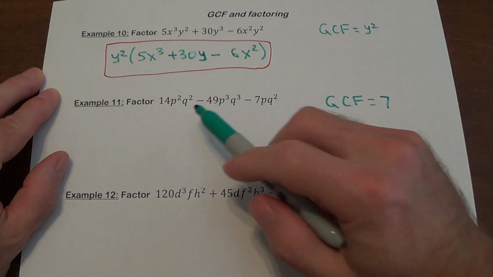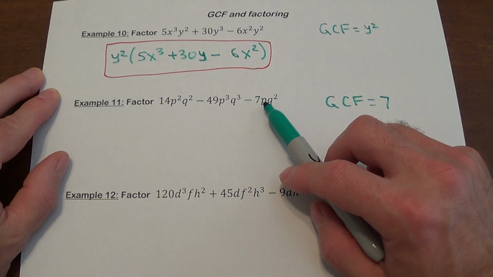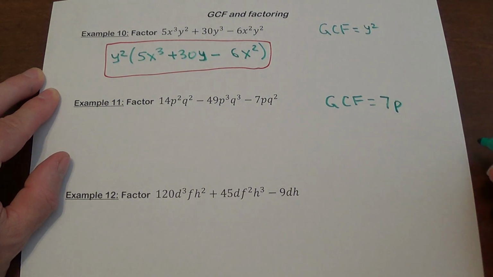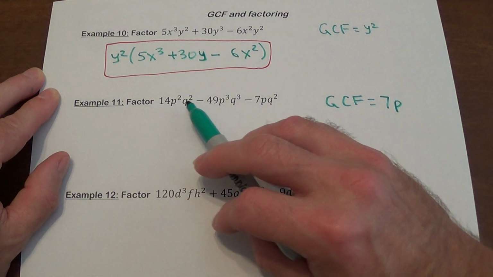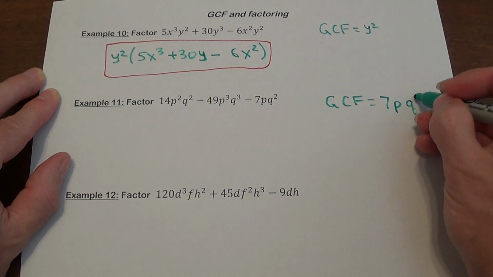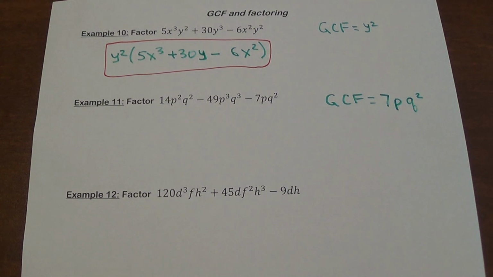What else do we have here? You have p squared here, p cubed here, but just one p here. You're going to have to go with the lowest exponent. That's just going to be p. Q squared, q cubed, q squared. So we can take out q squared. That would be the lowest exponent, which means we can take it out.